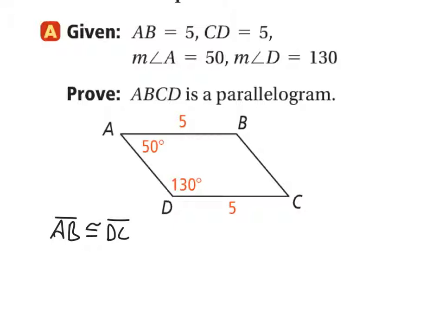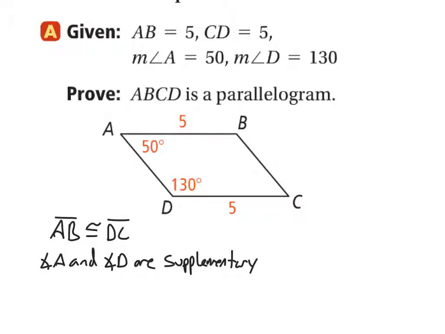Positively, 100%, we know what? We know that angle A and angle D are supplementary. Remember, we're not writing a formal proof. We don't need to go step by step. I don't need to say angle A is 50 degrees, angle D is 130 degrees, if I add them together I get 180, therefore they're supplementary. We can look at that and say they're supplementary.